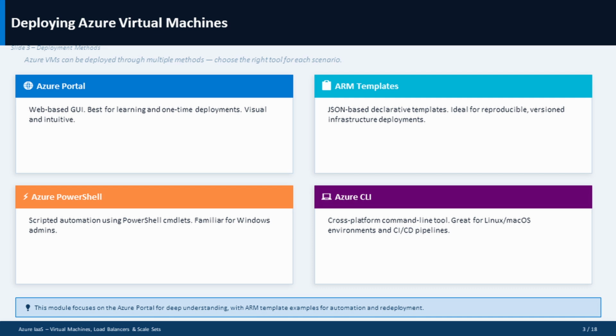And Azure CLI is a cross-platform command line tool that works on Windows, Mac, and Linux. It's excellent for CI and CD pipelines and automation workflows. Throughout this module, we'll primarily use the Azure portal so you can clearly see what's created at each step. For automation scenarios, we'll also look at ARM template examples.